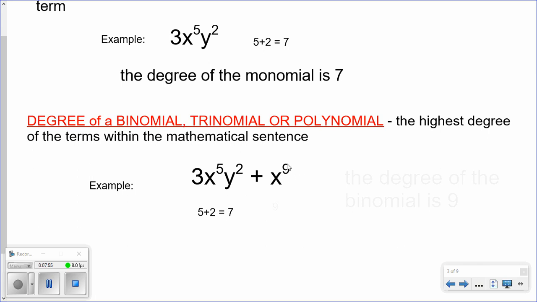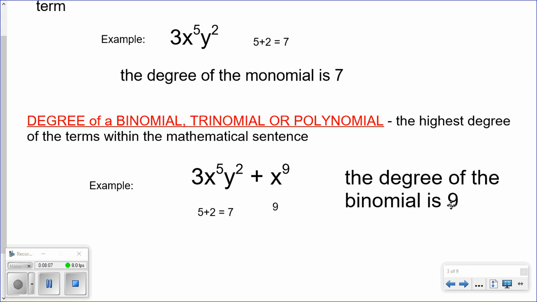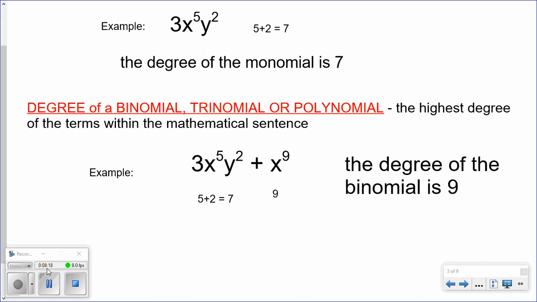Okay, this guy has only got 1 exponent, so that one has a degree of 9. Now, we have 7 and 9. 9 is higher, so 9 is going to be the representative for the degree of this binomial. The degree of the binomial is 9. Okay? You don't add these 2 together. You just take the biggest one and say that's the degree of the whole thing. Okay? Do I have anything else? Quickie? No? Cool.